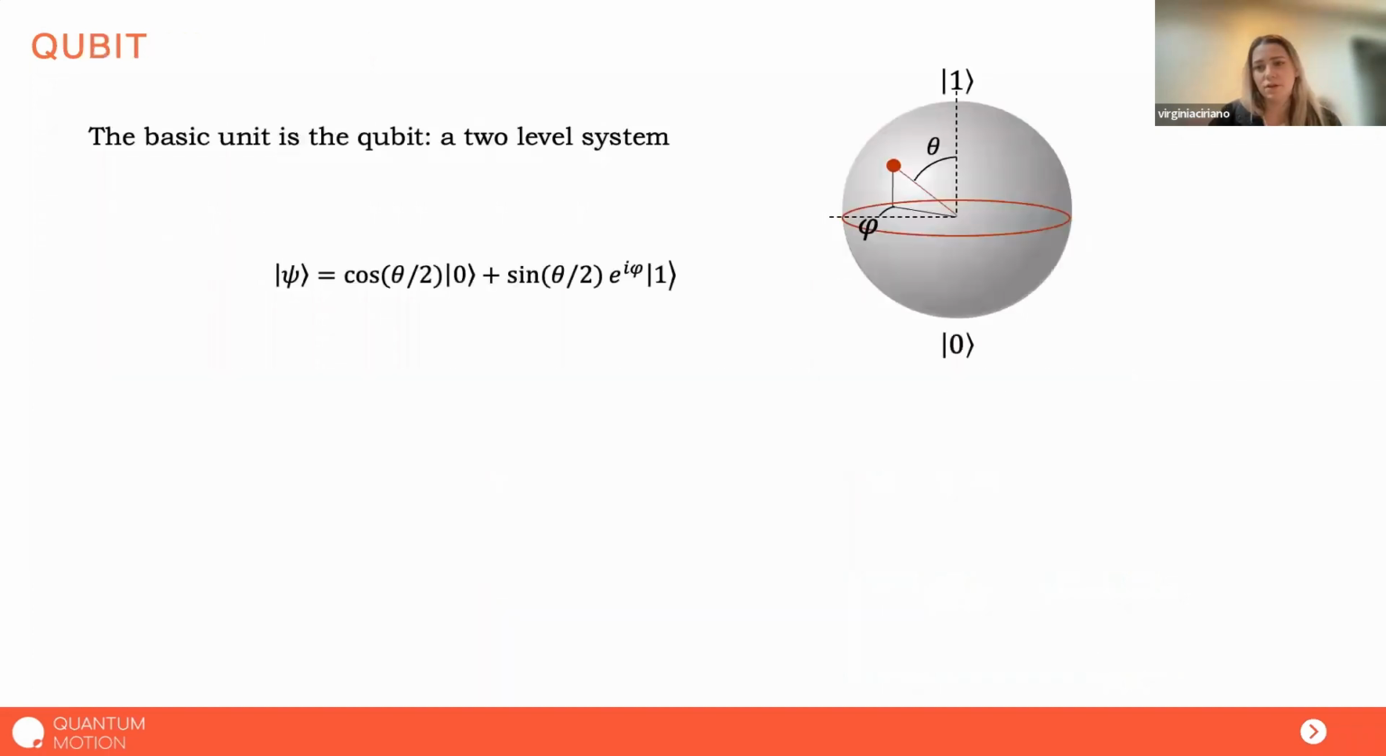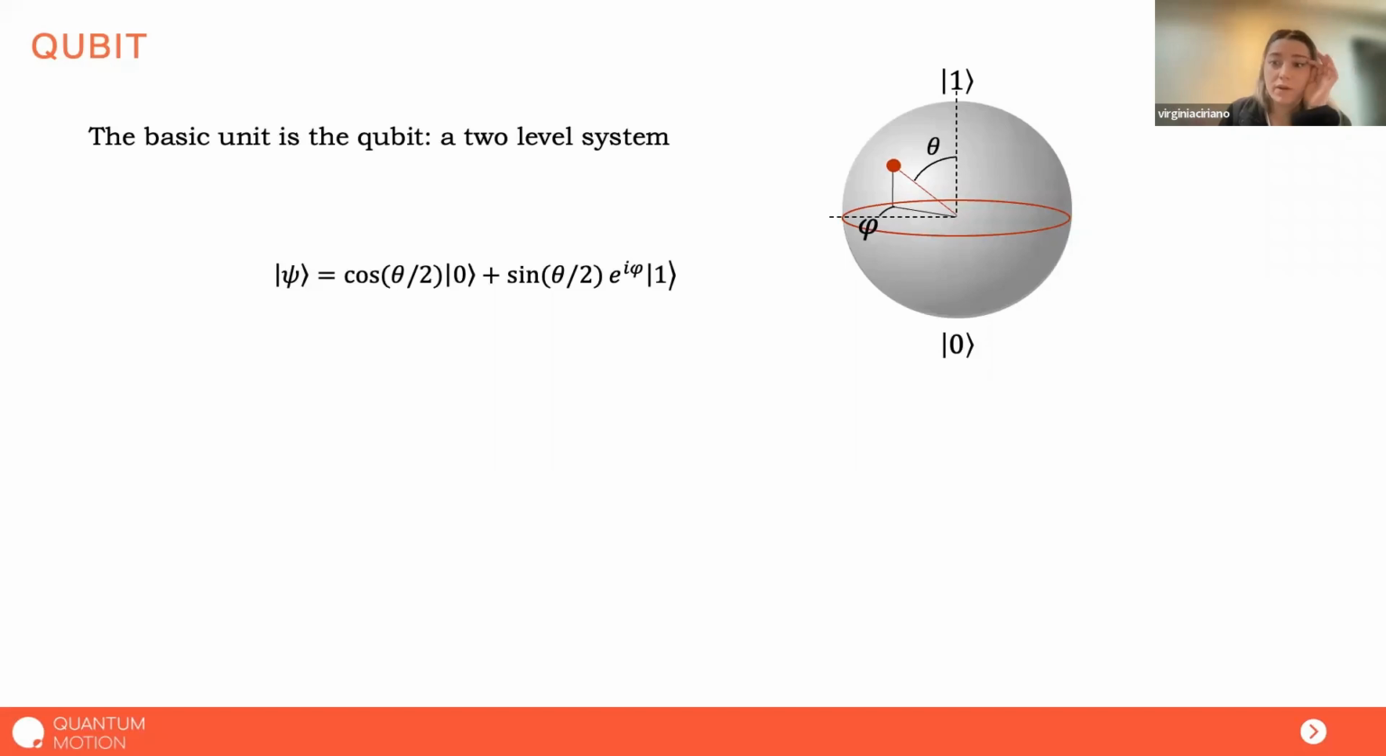Okay, so the basic unit of a quantum computer is the quantum bit, the qubit. The wave function of a qubit is a quantum two-level system that has an excited state that we call 1 and a ground state that is 0. A very convenient way to describe the wave function is as a point on a sphere. The north pole would be the excited state, the south pole the ground state. Theta will mark the probability of being in state 1 or state 0, and phi is the phase.